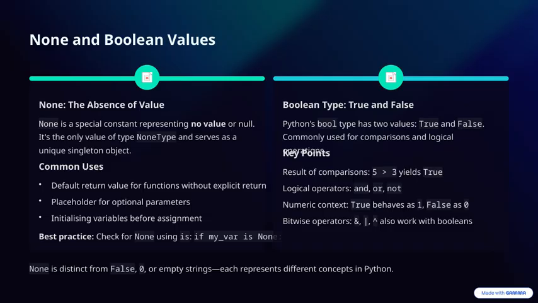Finally, it's important to understand that None is different from False, 0, or empty strings. Each of these has a distinct meaning in Python, so mixing them up can lead to bugs or unexpected behavior. Recognizing these differences helps us write clearer, more reliable code.